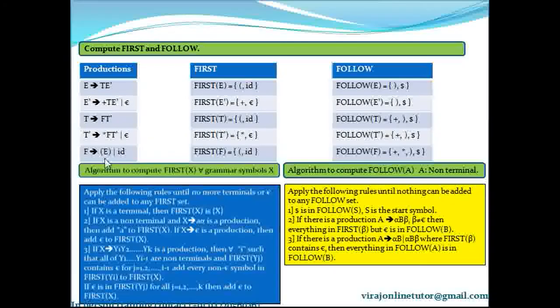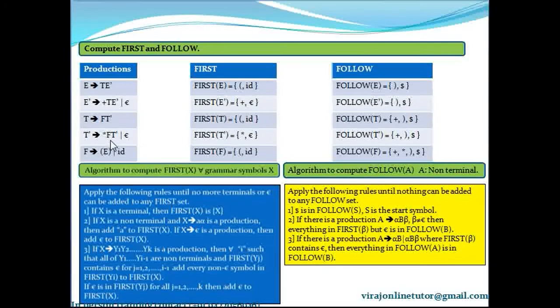So this is of the form y1, y2, y3. So first of y1, that is first of open bracket, is open bracket. The reason being first of terminal is a terminal. Since first of y1 does not contain epsilon in it, I stop. I don't move ahead. The next possible option is f gives id. First of id is id. That's it. Now let's compute first of t dash.